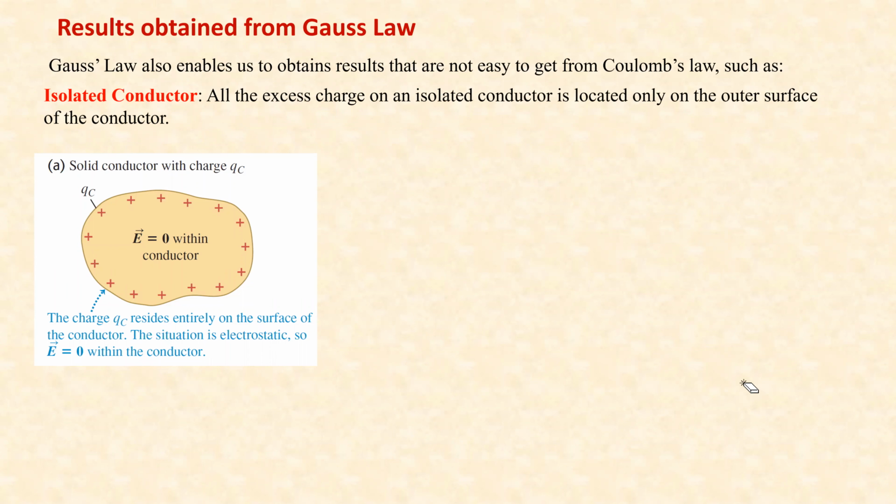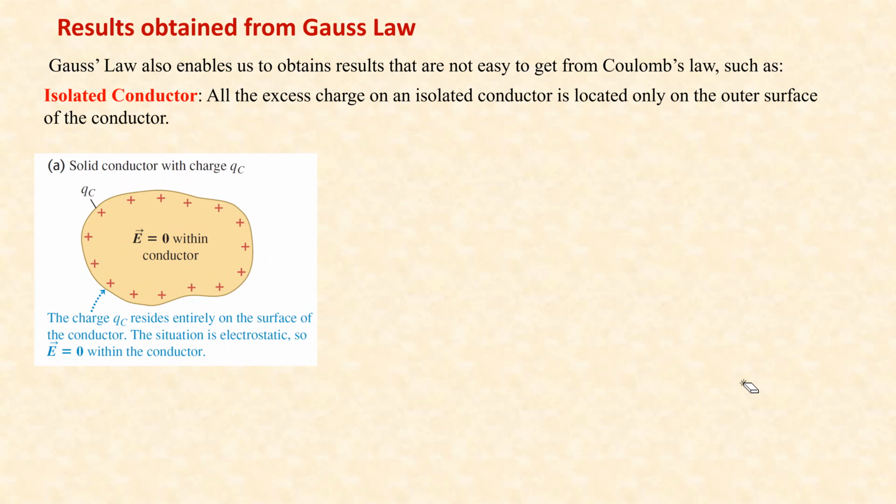Some of the results that are very hard to get from Coulomb's law are these. Isolated conductor. From Gauss law, we can say that all the excess charge on an isolated conductor is located only on the outer surface of the conductor.